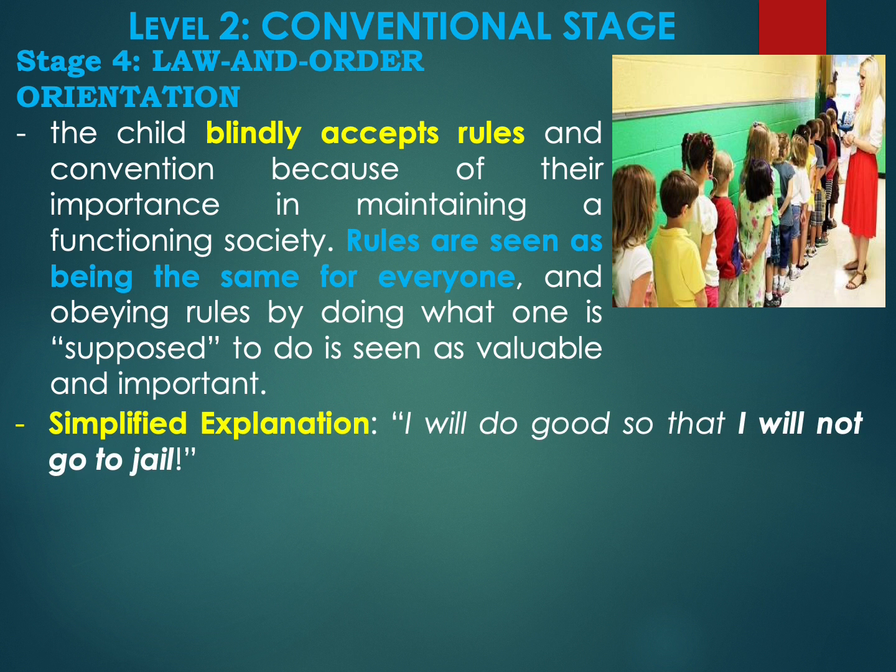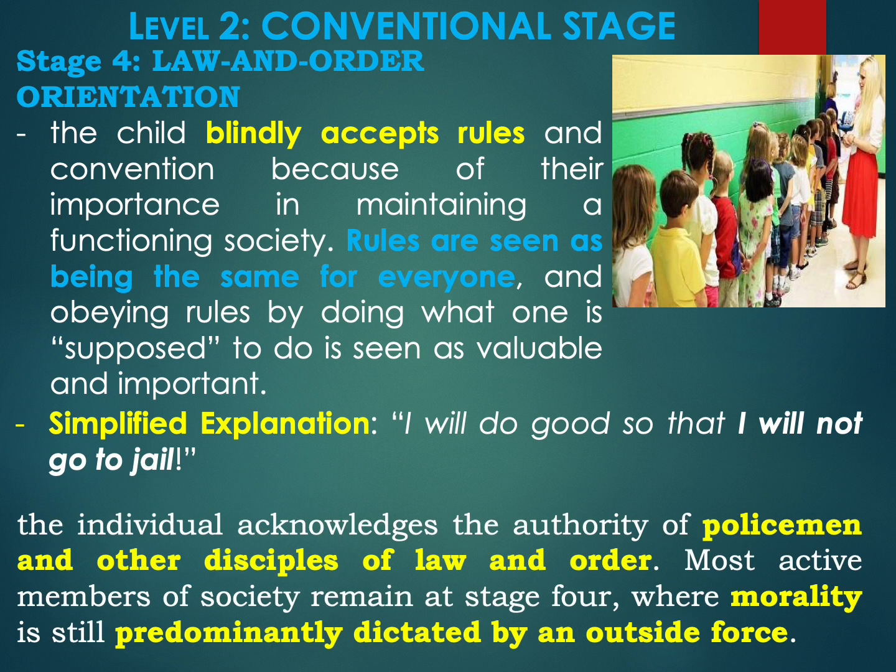So, a simplified explanation of this: the child or that individual will think, I will do good so that I will not go to jail. So he wants to follow all the rules. He blindly follows and accepts the rules, even if they don't make sense, because it is seen as something important for society. So, according to Lawrence Kohlberg, the individual acknowledges the authority of the policemen and other disciples of law and order. The most active members of society, most of us, remain at this stage where morality is still predominantly dictated by an outside force.